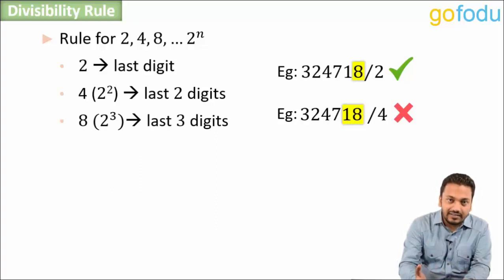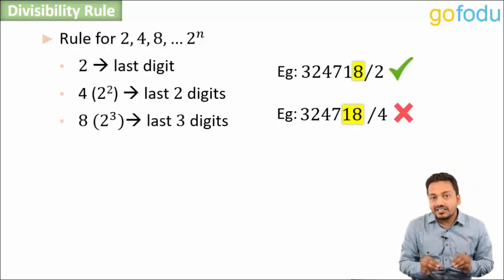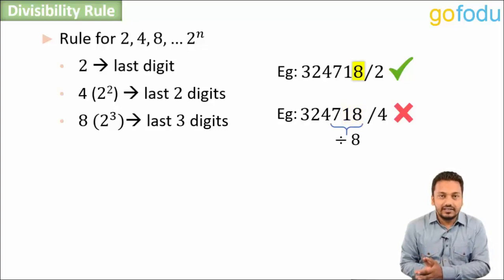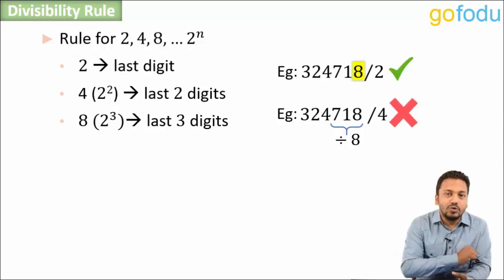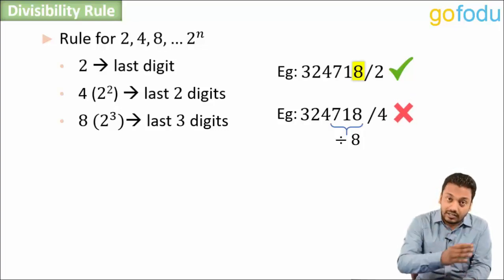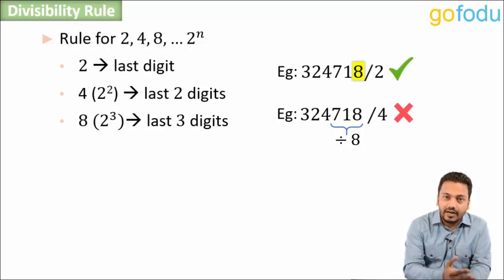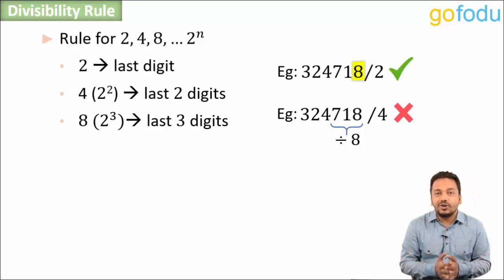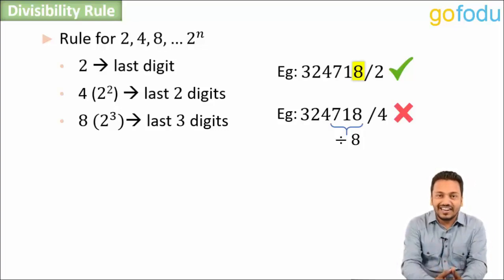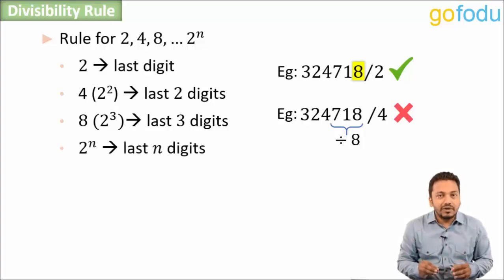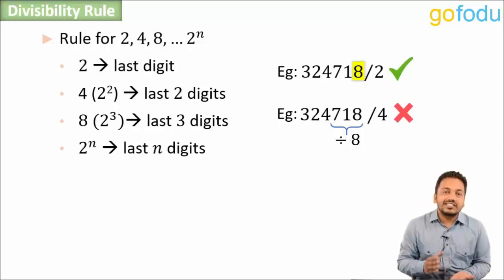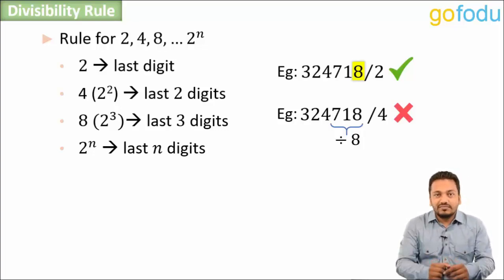For 2 to the power 3, you might have guessed by now, check the last 3 digits, that is 718. Check if 718 is divisible by 8 or not, which I guess you should not do in the first place because we just checked that this number was not divisible by 4. And 8 has a 4 in it. 8 is 4 into 2. जो 4 से divide नहीं हुआ वो 8 से क्या होगा? But you got the logic, right? This pattern will go on. So to check divisibility of a number by 2 to the power n, check its last n digits, if they are divisible by 2 to the power n or not.